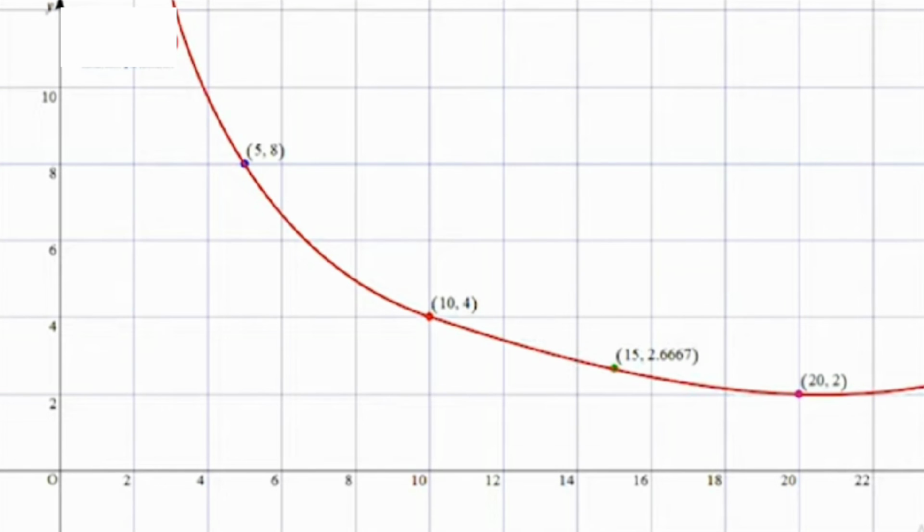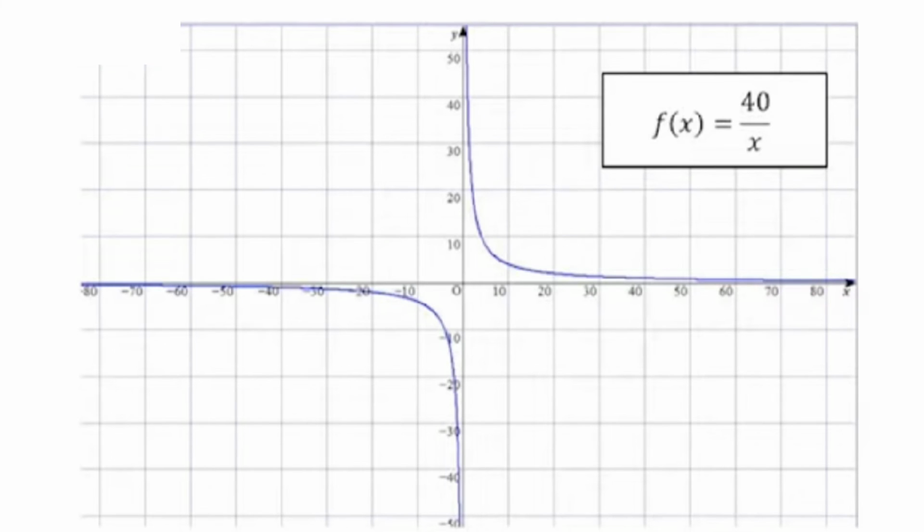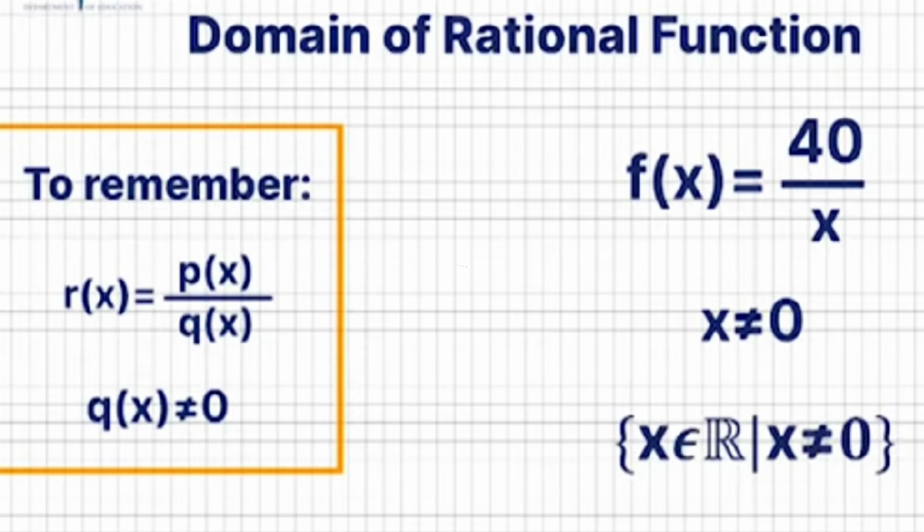We can now connect the points to create the graph of our function f of x equals 40 over x, and there we have the graph of a rational function. A rational function can be represented by r of x equals p of x over q of x, with the restriction that q of x should not be equal to 0. So in our function, the denominator, which is x, should also not be equal to 0.